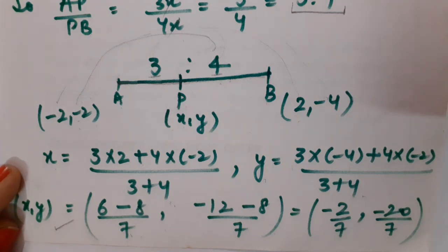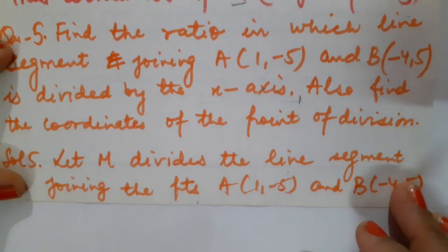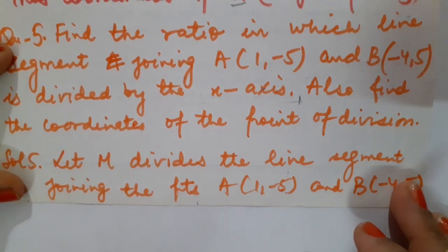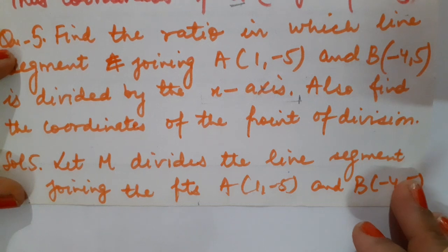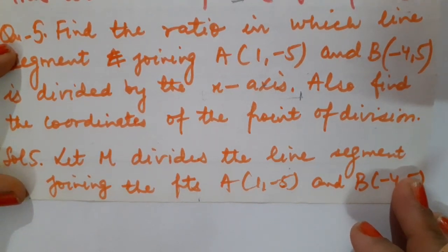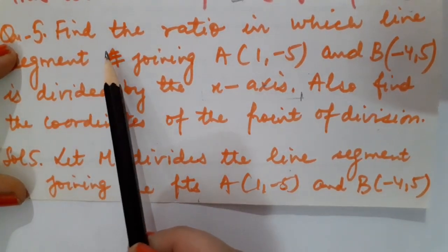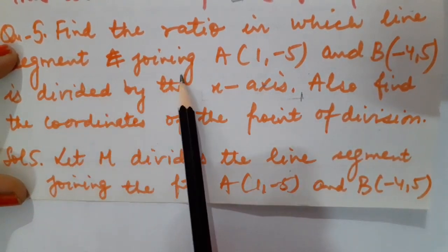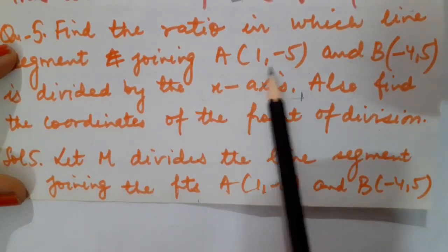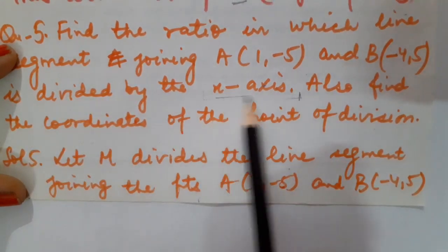Correct, students? Children, I told you the purpose of section formula. Using section formula, we not only calculate the coordinates of the point of division, but if we know the point of division's coordinates, then we can even calculate the ratio in which that point is going to divide the line segment. Okay, so for that I am going to take one question. Find the ratio in which the line segment joining A, that is (1, minus 5), and B (minus 4, 5) is divided by the x-axis.